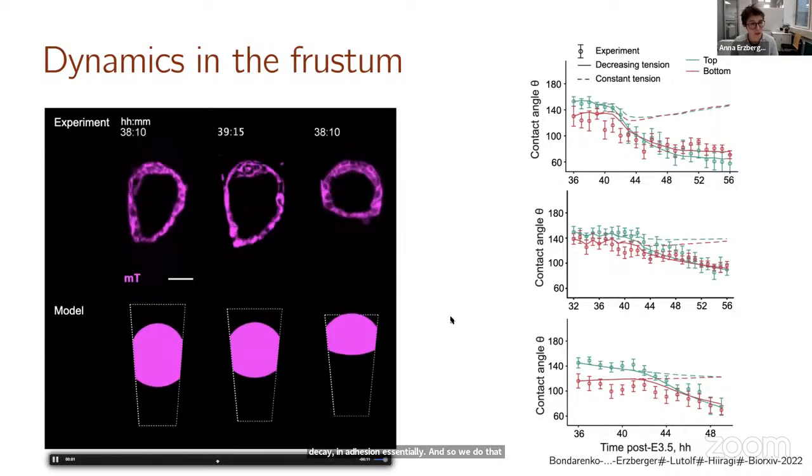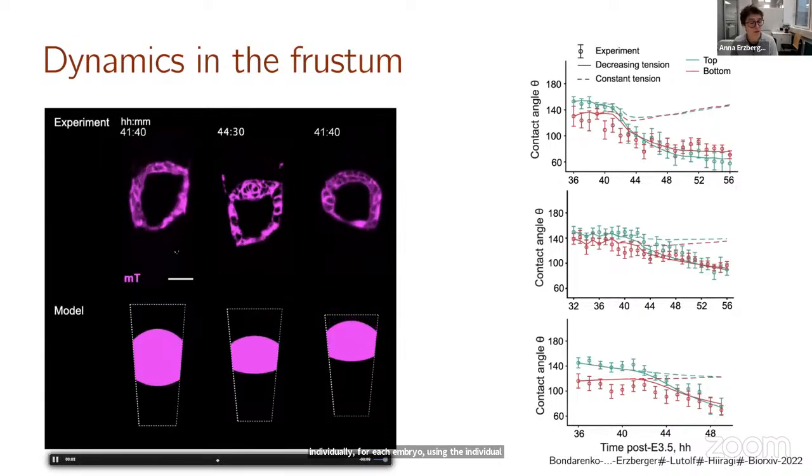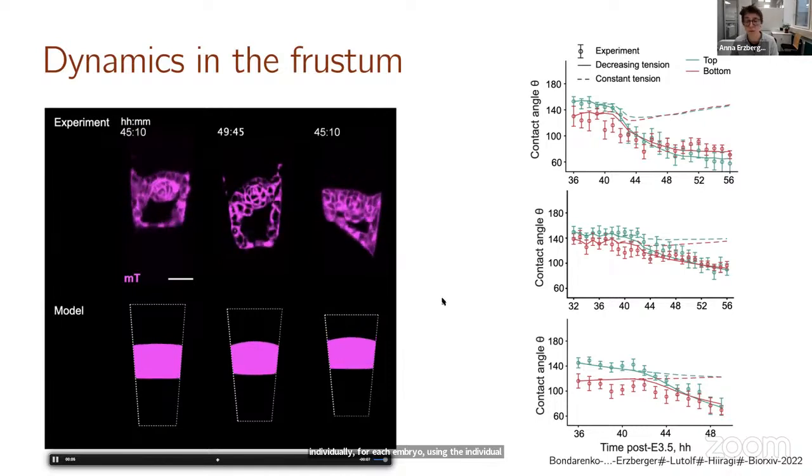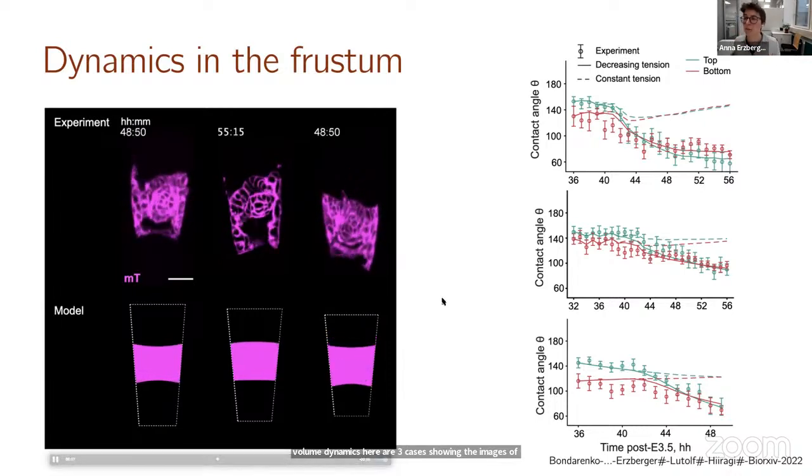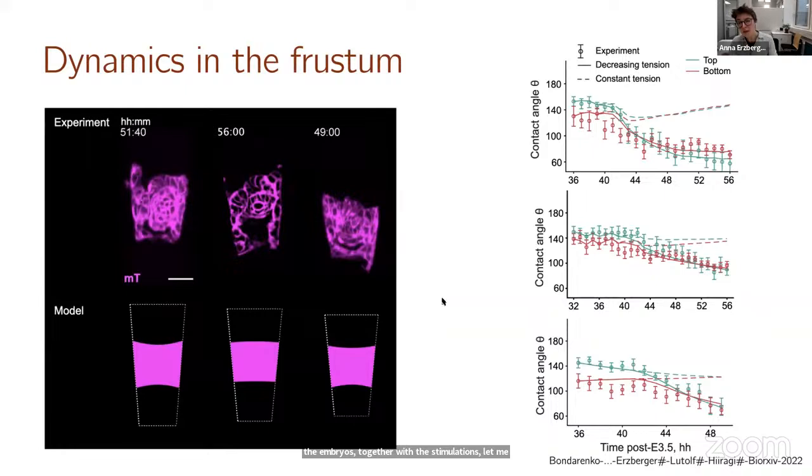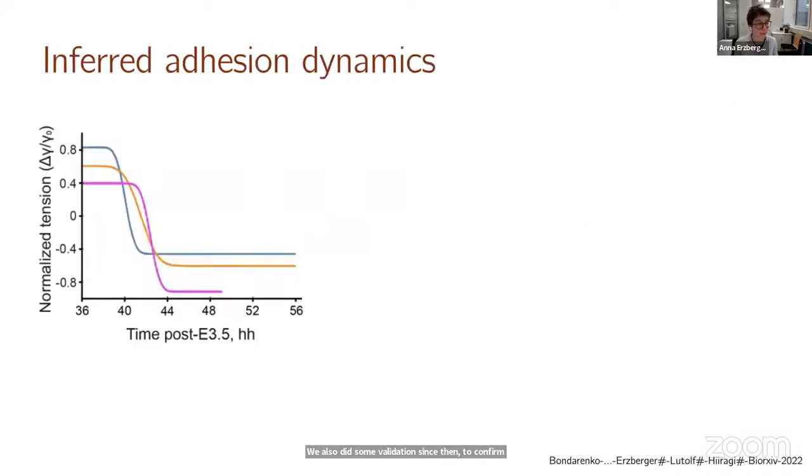Here are 3 cases showing the images of the embryos together with simulations. Let me know if there are any issues at any point with the videos. And we can fit the contact angles quite nicely. We also get quite consistent values out of the different embryos, even though they look quite different. We also did some validations since then to confirm everything. And basically what we can learn from this is pinpointing the window of time and the extent to which adhesion between the embryo and the substrate changes.